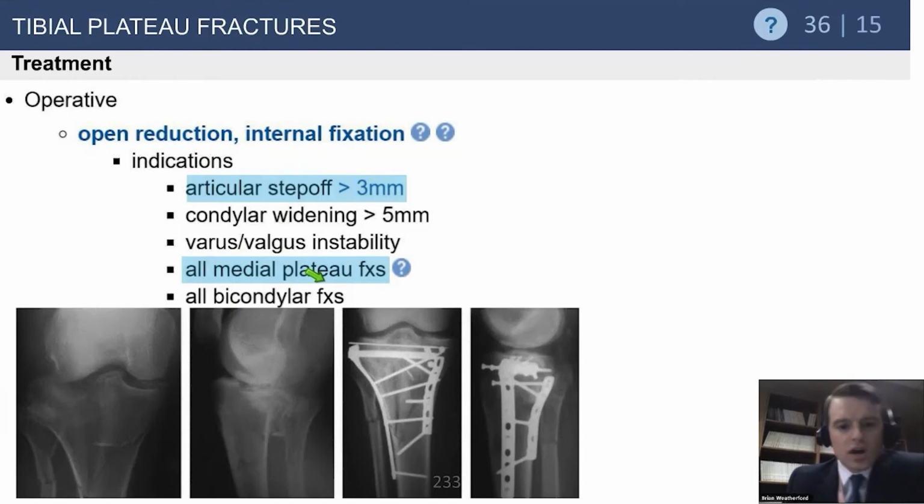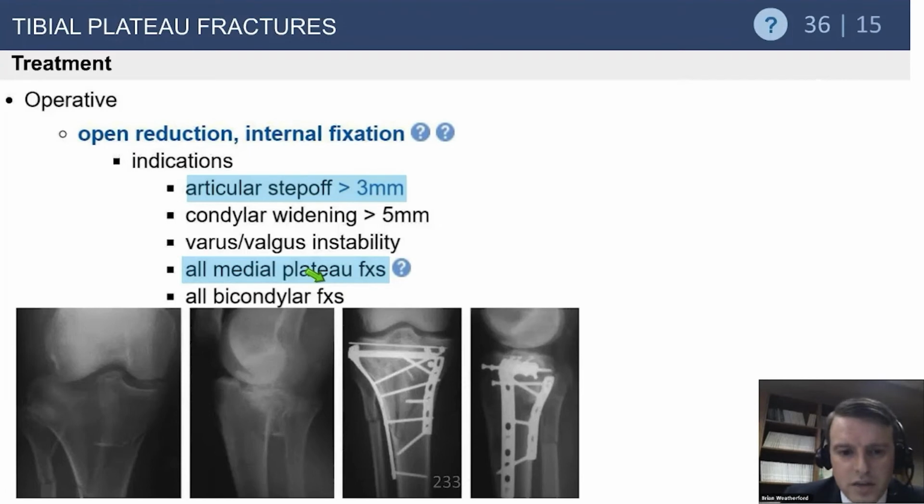Okay, so operative treatment with open reduction and internal fixation. Indications can be a bit of a moving target. The accepted articular step off: up to 1 centimeter of articular step off is acceptable for non-operative treatment, though that remains controversial. Condylar widening, varus valgus instability, medial plateau fractures, and malalignment of the anatomic axis, or mechanical axis, excuse me, are all indications for surgical treatment. Especially the condylar widening, I think, is a very helpful thing to look at.